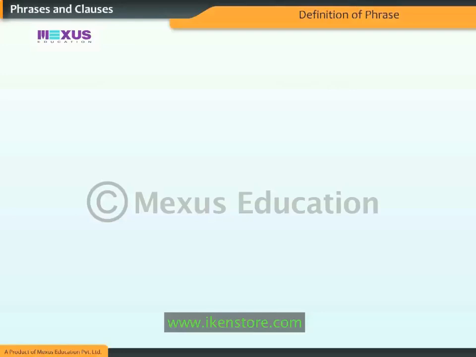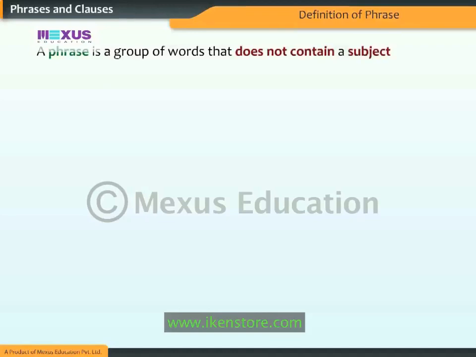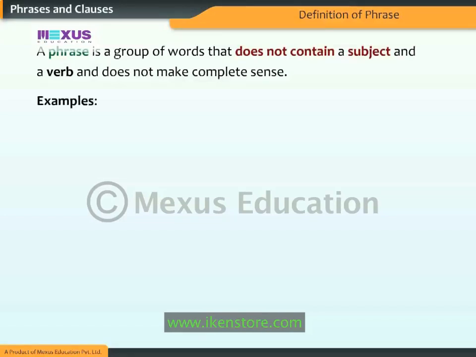Now let us discuss phrases. A phrase is a group of words that does not contain a subject and a verb and does not make complete sense. Consider the following phrases: to the park, at the fair, a mischievous boy. Each of these groups of words make sense partly and do not seem complete. They are parts of a sentence and need a subject and a verb to make complete sense. Let us now form complete sentences using these phrases.